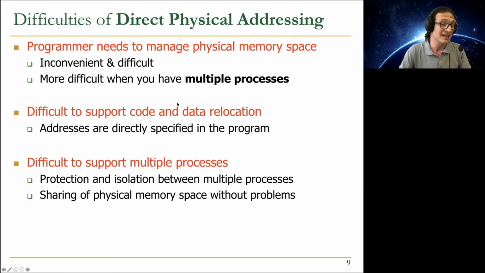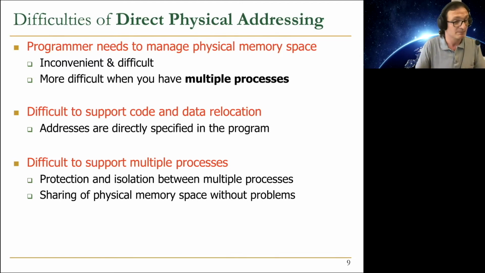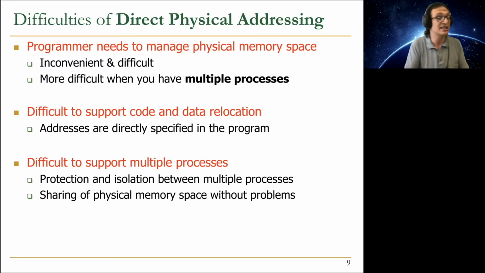But segmentation makes it a bit harder to share physical memory space without problems. Basically, multiple processes sometimes want to share the same physical data. For example, you may have shared libraries. You may have shared code that's executed by different programs. In that case, you don't want to replicate things. In fact, it probably causes coherence problems if you replicate things. You would directly want to share code and data. And an additional level of indirection actually helps. Direct physical addressing doesn't help this.